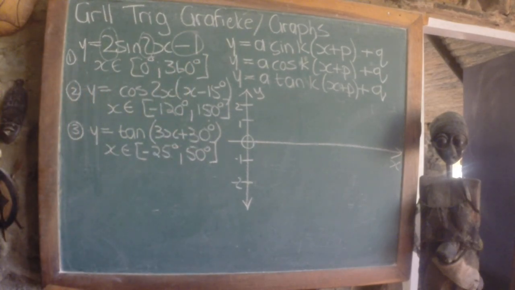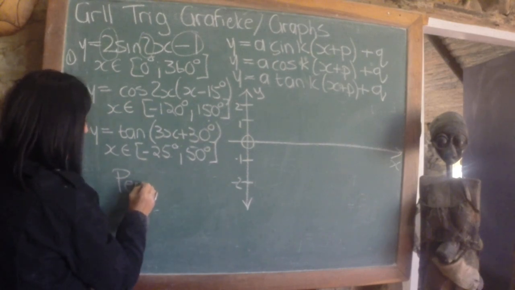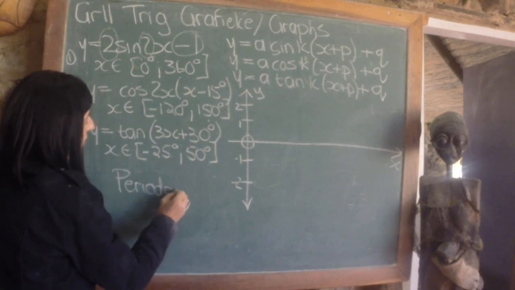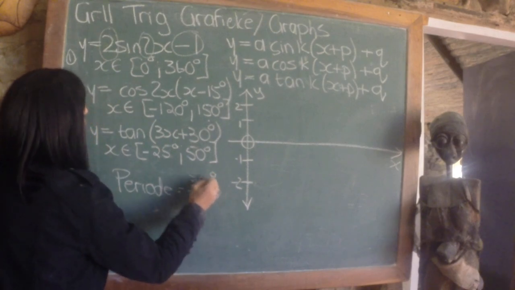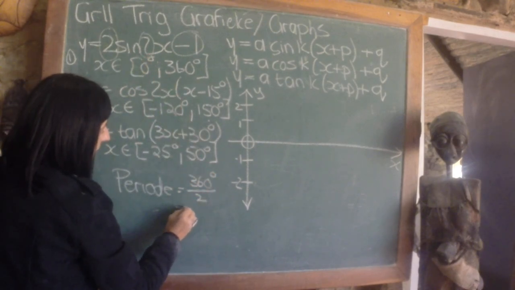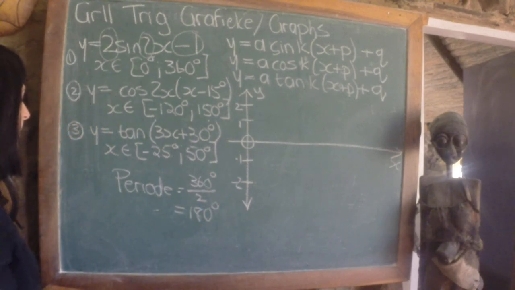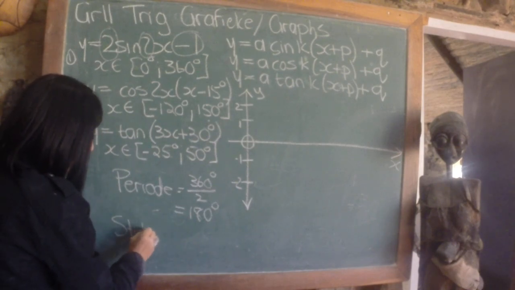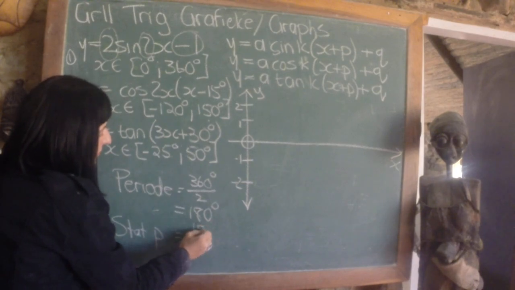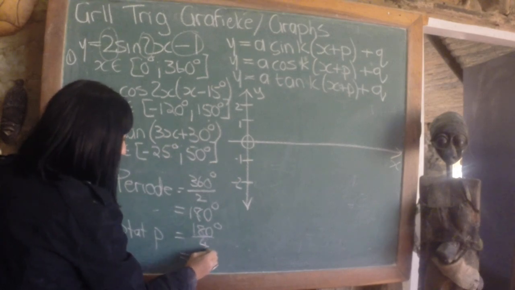So kom ons gaan eers en ons gaan kyk na ons periode. Ons periode, nou normaalweg vir 'n sinfunksie is 360 grade. So ons gaan hom nou deel deur 2 en daarom is ons nuwe periode 180 grade. If we need our critical points, stationary points, we're gonna take the new period and we're gonna divide it by 4 and that gives us 45 degrees.